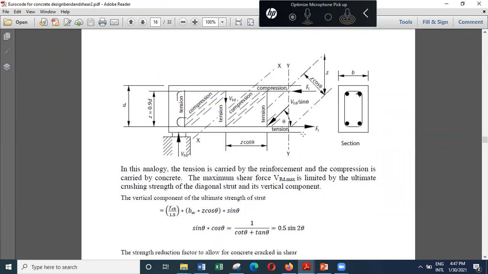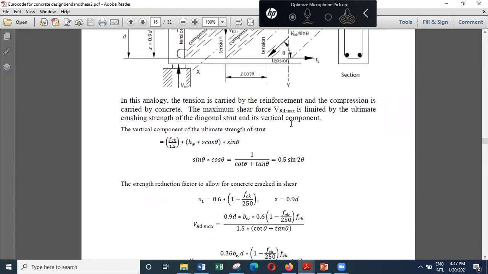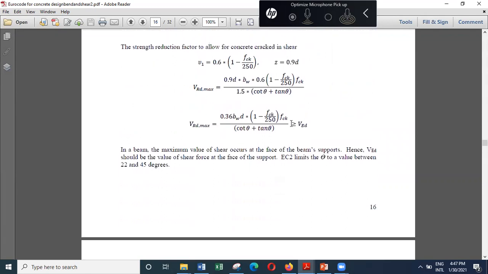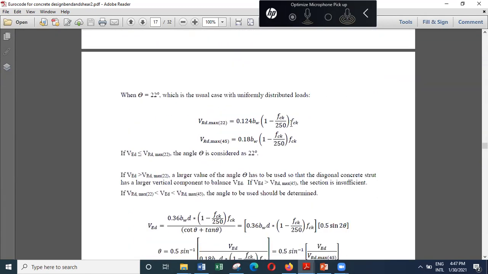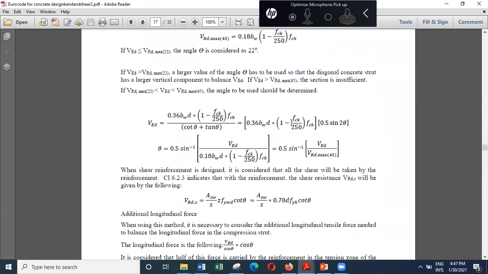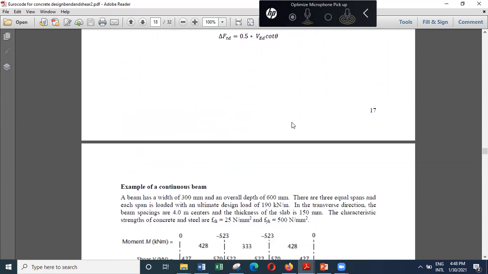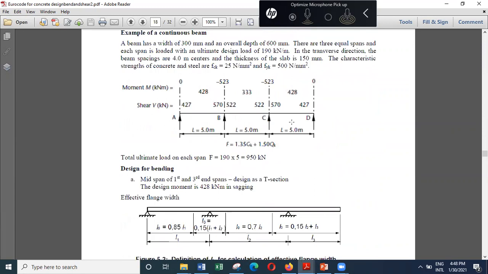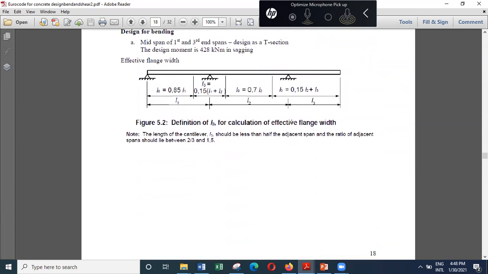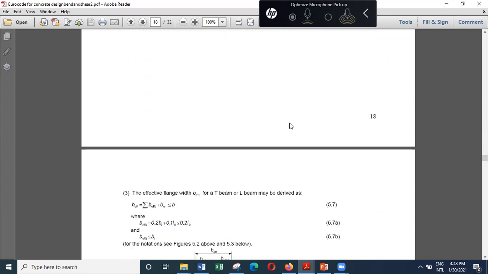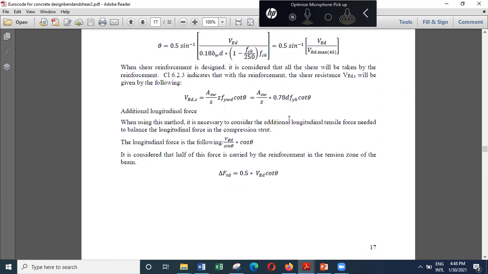What actually happens is in Eurocode, we consider that this angle is a variable. So it can vary between 22 to 45 degrees. And then there are quite a few equations and a little bit of checks to be made for shear. And then we'll cover an example as well that will help us to understand a few other things like calculating the effective flange width and so on. So shall we continue next week?